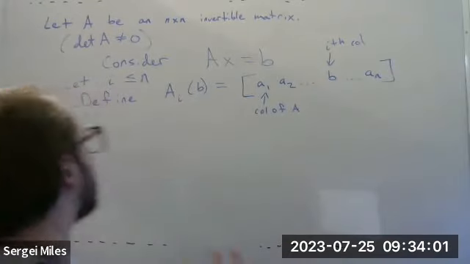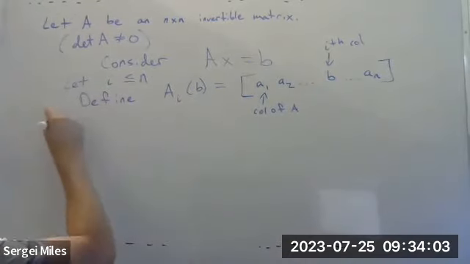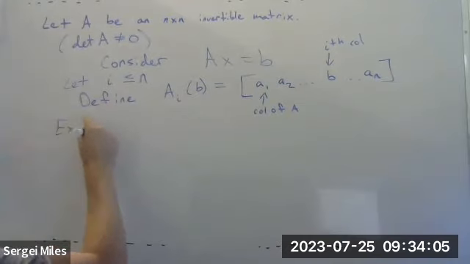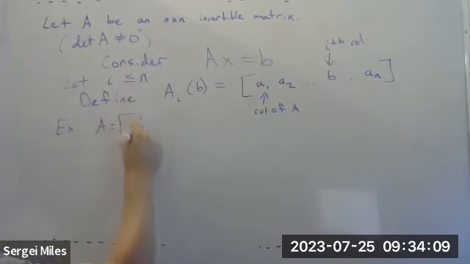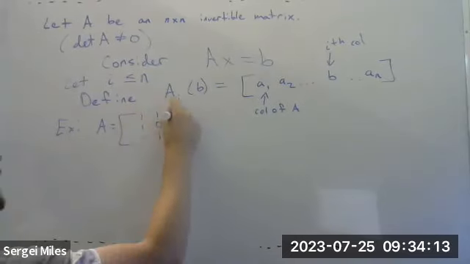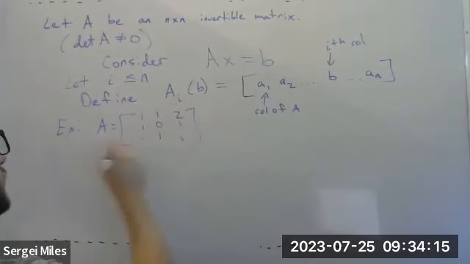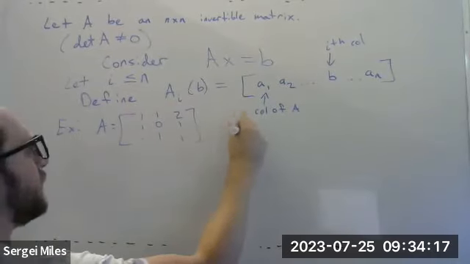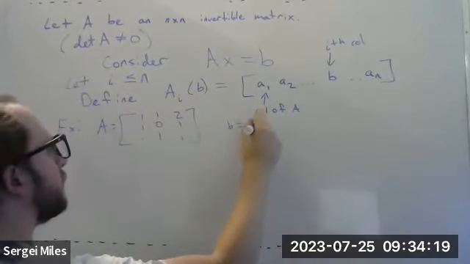All right, so how does this work in practice? Well, you can consider this example. Let's let A equal 1, 1, 1, 1, 0, 1, 2, 1, 1. And let's say b is 1, 2, 3.